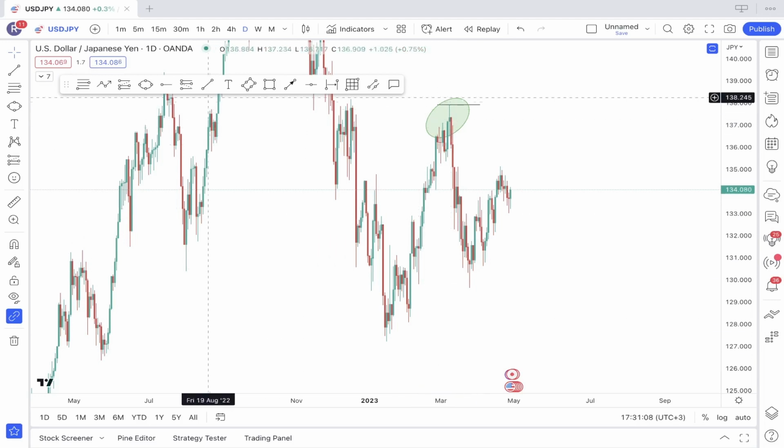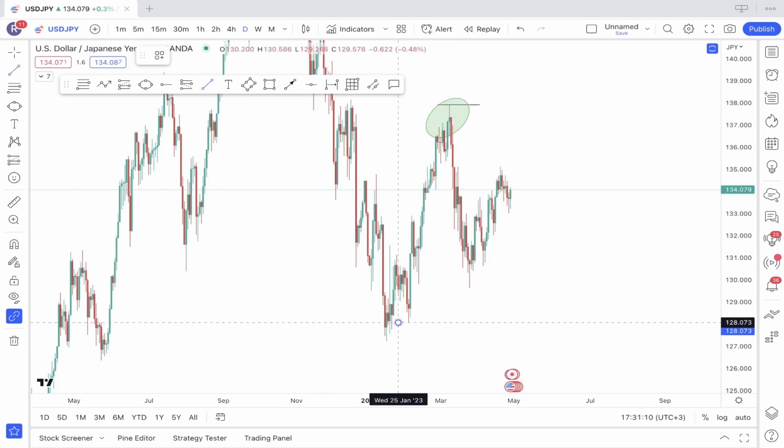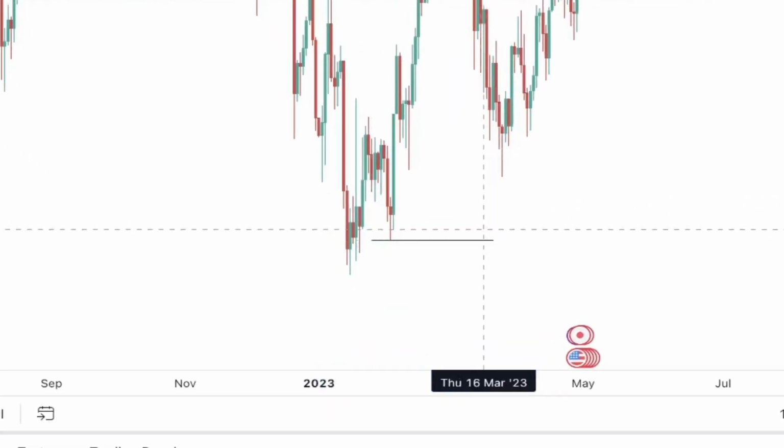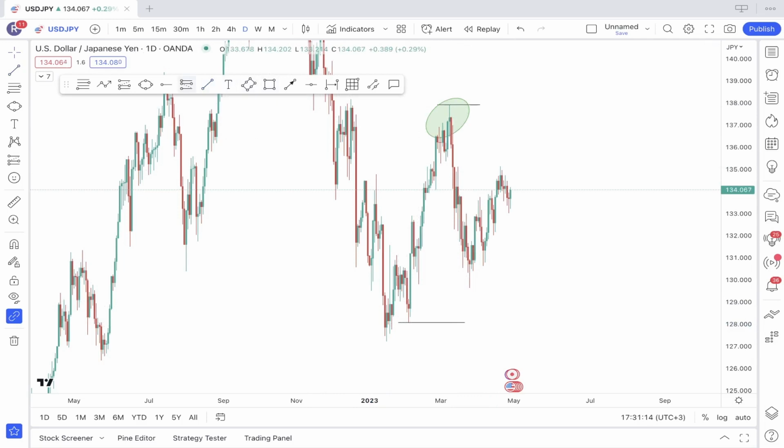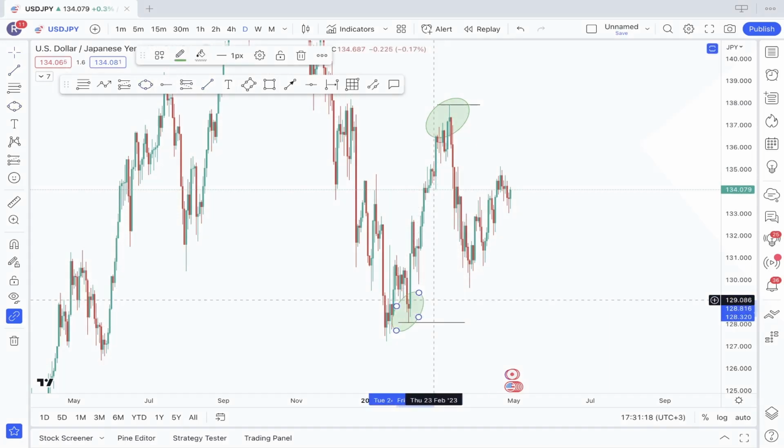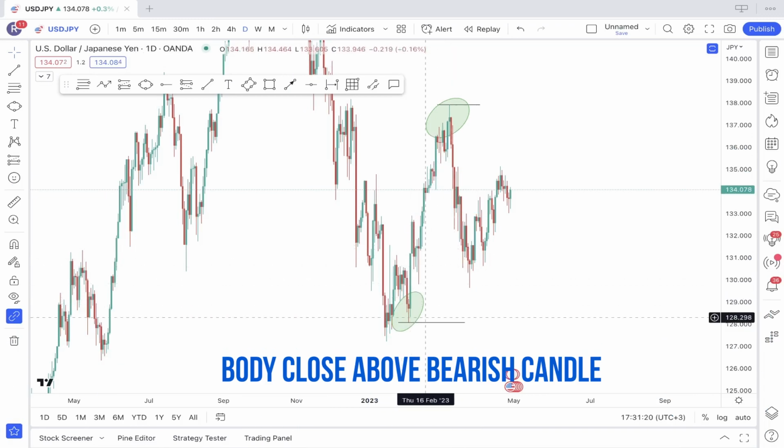And for a valid low, I would have to see the opposite, which we can see in this case right here. We close fully above this red candle, okay? The full body closed above its wick. So that's a valid low.